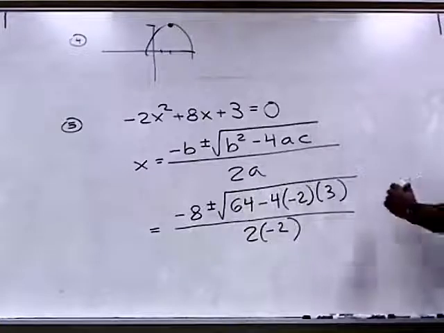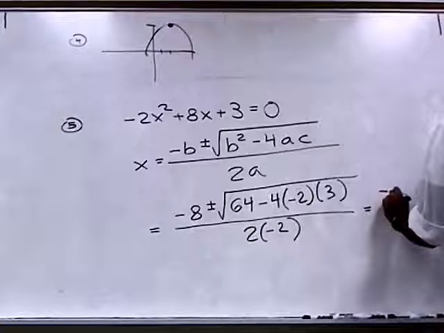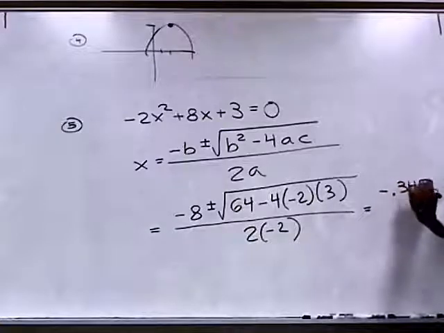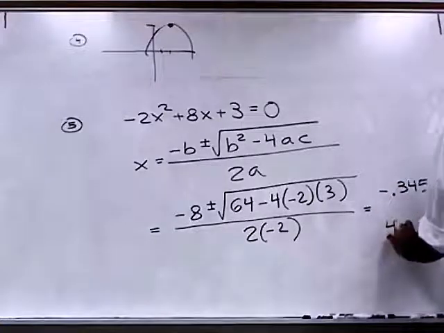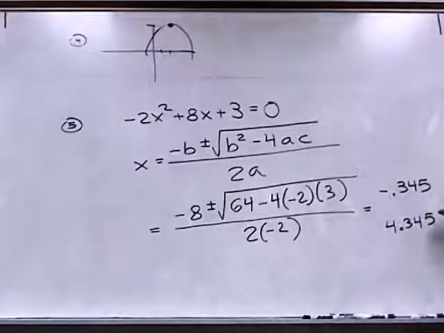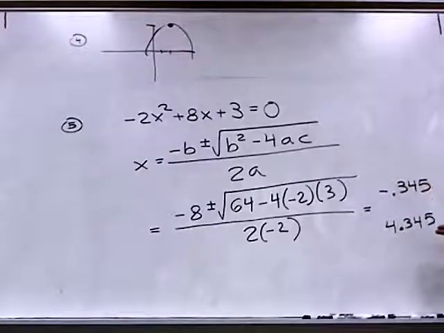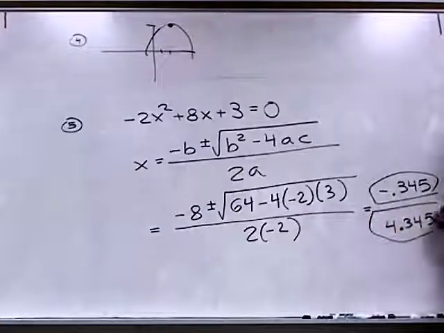You should get from this, the 2 answers are negative 0.345, and then the other one is 4.345. So I can round that to 0.3 or negative 0.3, or I could even say negative 0.4 if I wanted to. This 4.3 or 4.4. Okay, so rounding wise. But those are my 2 answers. All right, I have my x-intercepts.